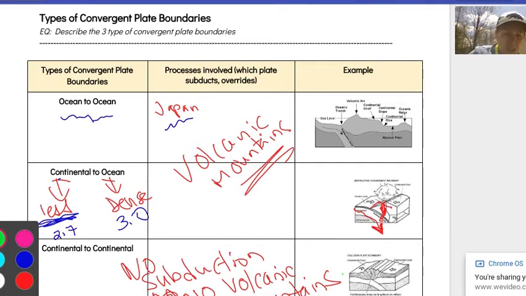In a continental to continental plate boundary, like I said before, the two land plates collide. There will be no partial melting, no subduction, and you will get the largest mountains in the world. You will get mountains. They will not be volcanic.